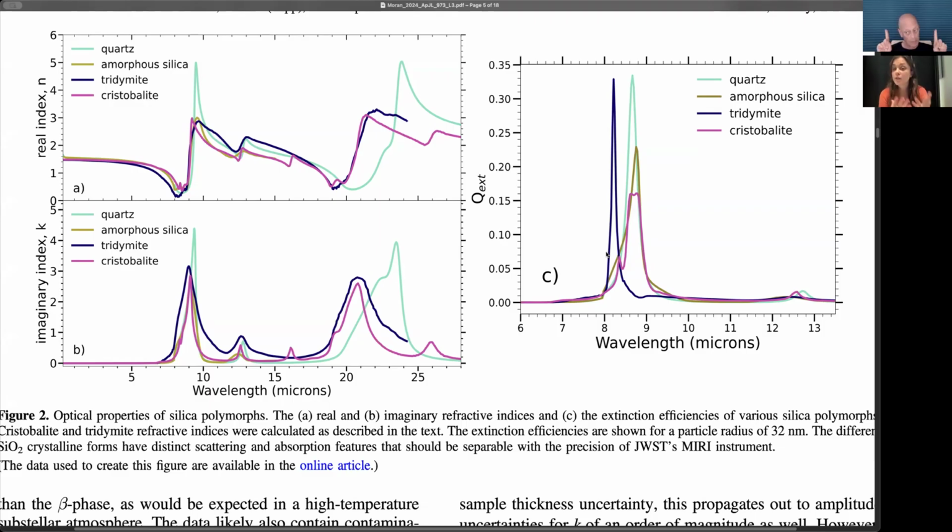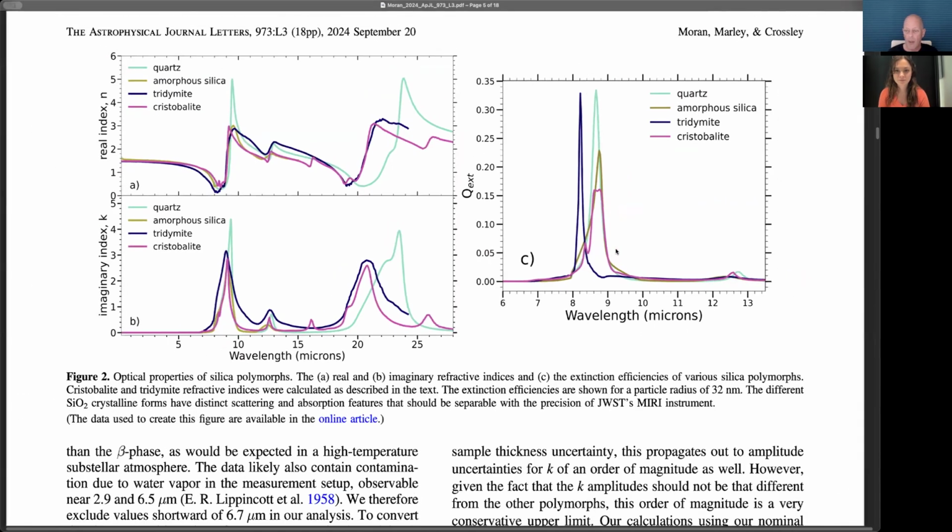These are for 32 nanometer sized particles for each material. If you really zoom in on this 8 to 9 micron region, the peak differs quite a bit between the different polymorphs of silica. That's encouraging as we go into the next stage of modeling, because we are going to see observable differences here.